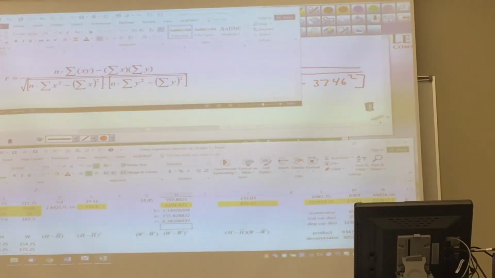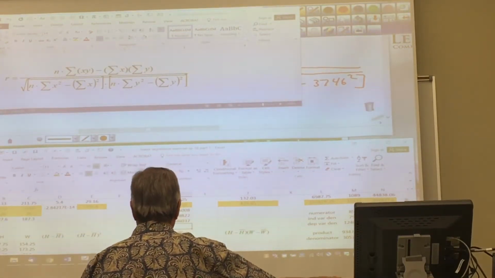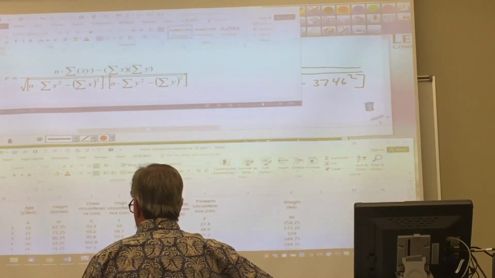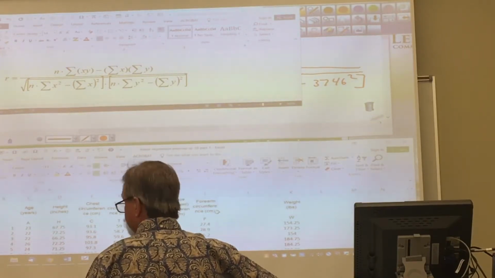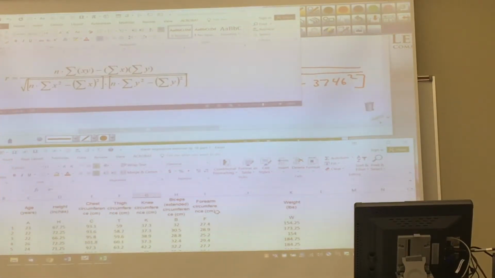So basically what you're going to do is for each one of these variables, you're going to have to do this 6 times. You're going to have to create 6 equations, and you're going to have to calculate the R for all 6 equations.